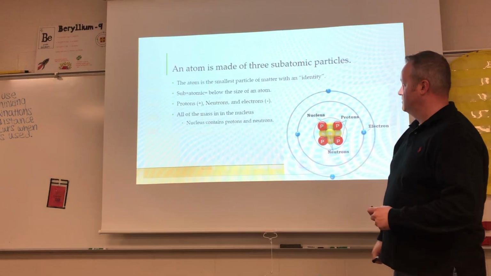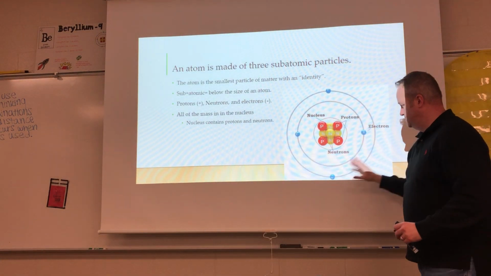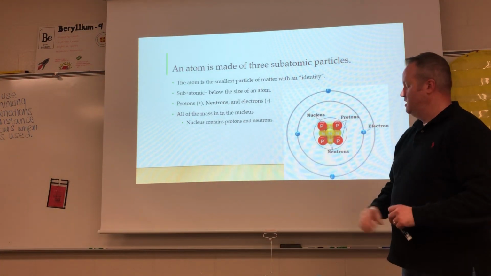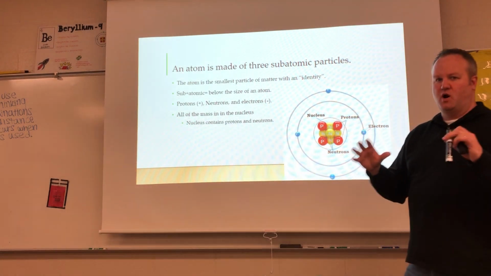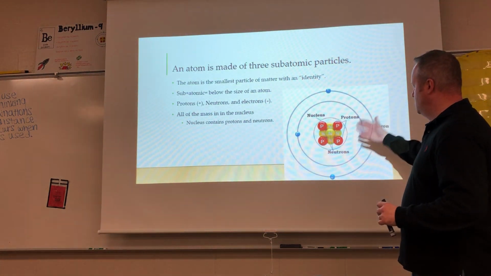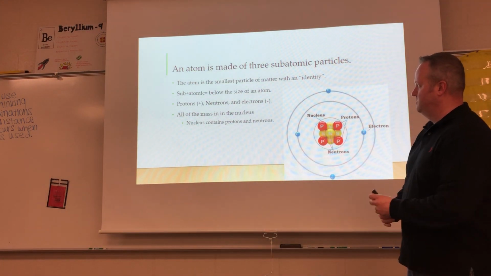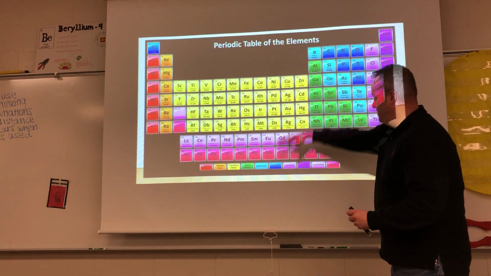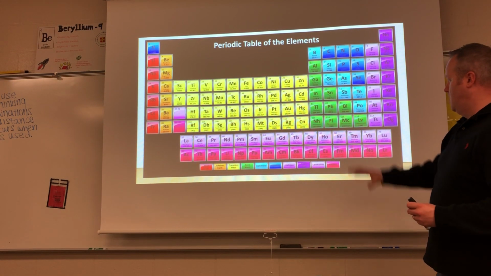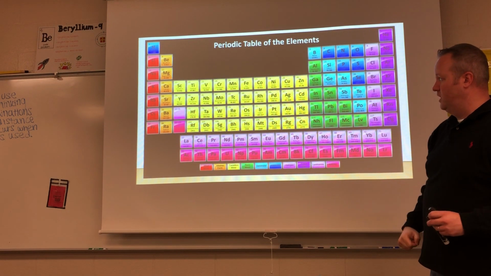Now an atom looks like this. This is a representation called a Bohr model. An atom is the smallest piece of matter that has its own unique identity and characteristics. And the type of atom is going to be known as an element, which you can see right here on this table. All of these are different individual elements.